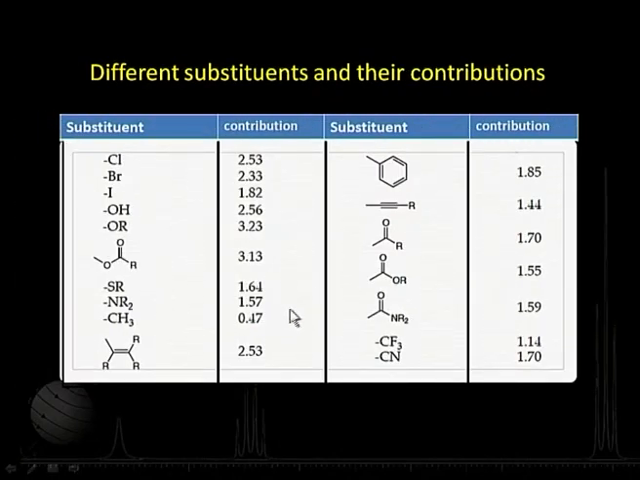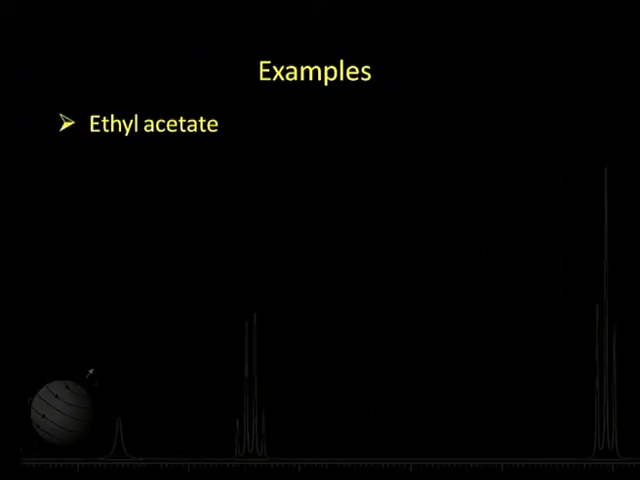This is a kind of a table. Such kinds of tables are available extensively in literature, which try to give you different kinds of substituents and their contributions to the chemical shift of the given types of protons. So, we are talking about the protons which basically are the methylene and methine protons. Let us take examples here.